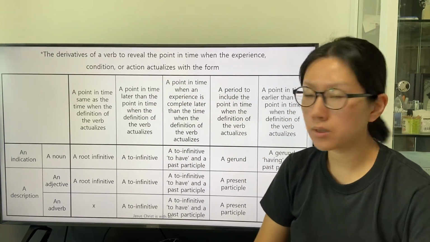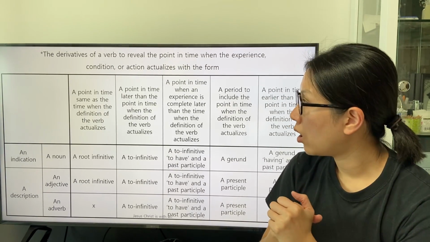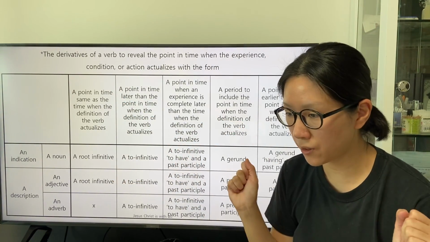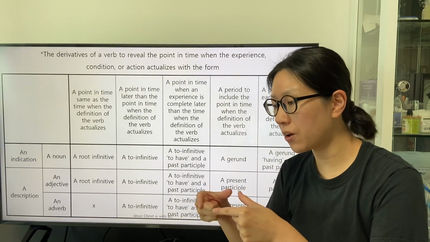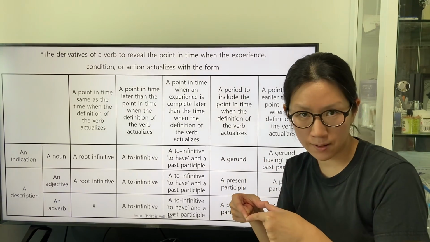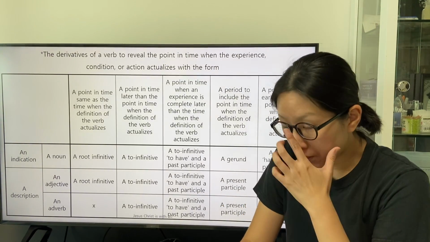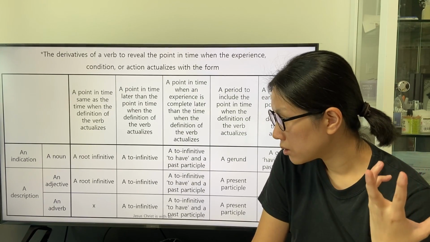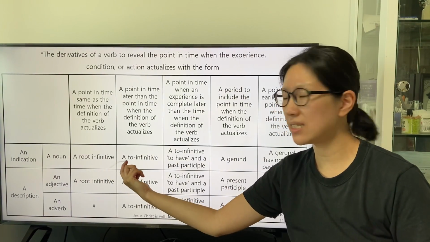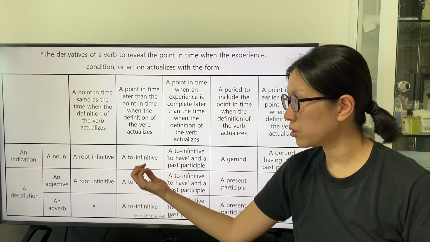The second column is about to infinitive. That is the combination of the preposition to and the object of the preposition to, indicated by a root infinitive that has the same form as a verb. So we can understand that the definition of the preposition to is added into this application of to infinitive.